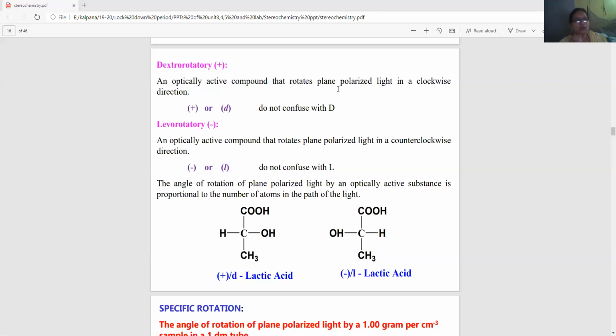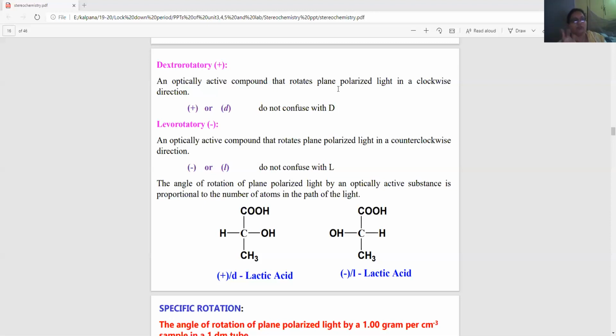So the angle of rotation of plane polarized light by an optically active substance is proportional to the number of atoms in the path of the light. Okay, so what is it given? The angle of rotation is directly proportional to the number of atoms in the path of the light.